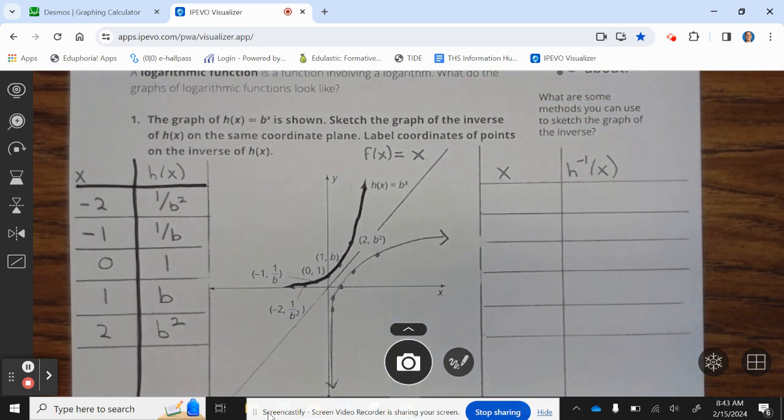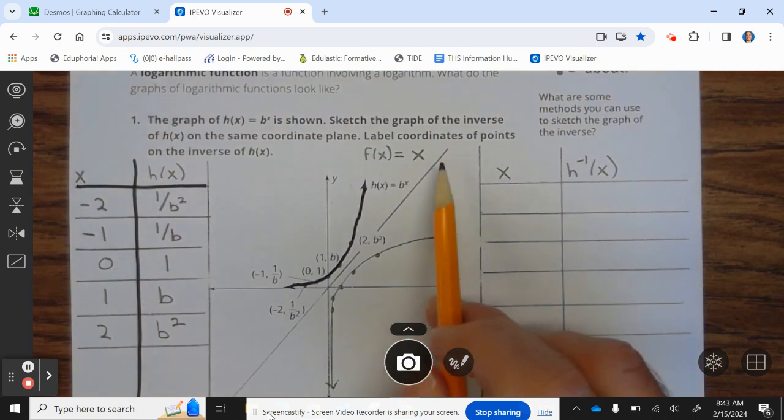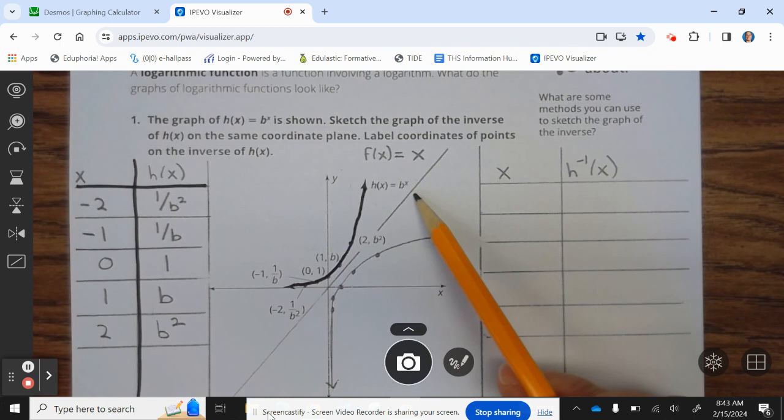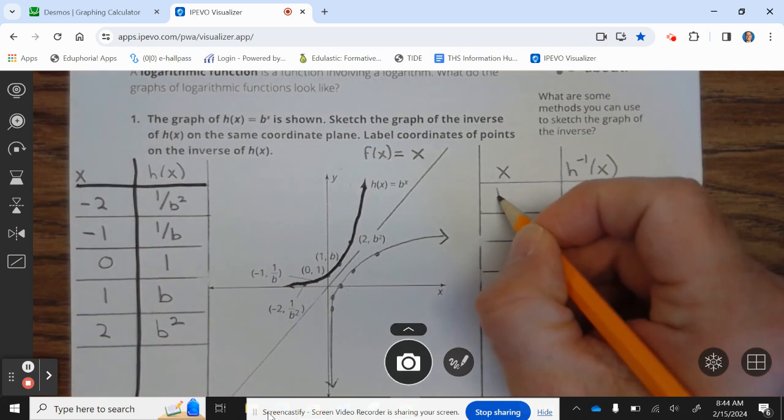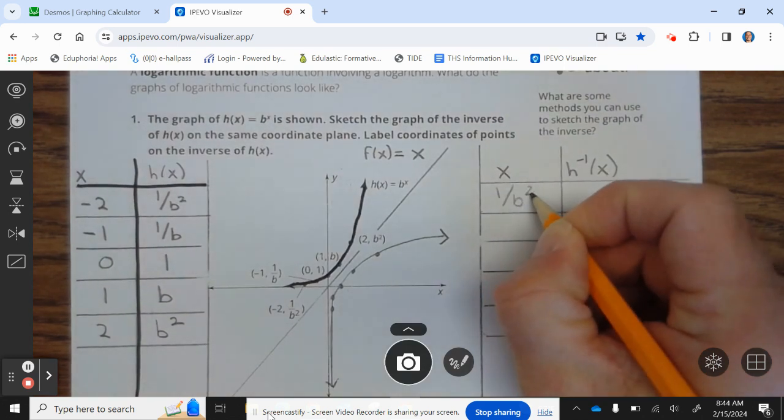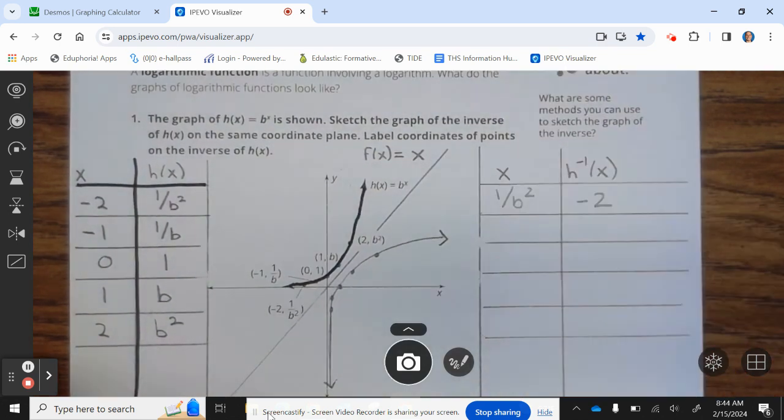Now, whenever you talk about inverses, you need to graph f of x equals x, because if they're inverses, they reflect over the f of x equals x line. Okay. Now, when they're inverses, these values switch. So this becomes 1 divided by b squared, negative 2.